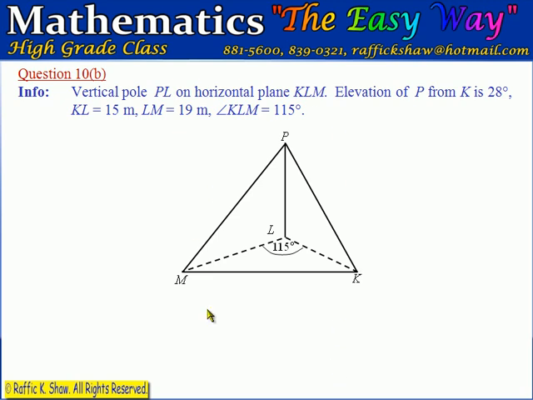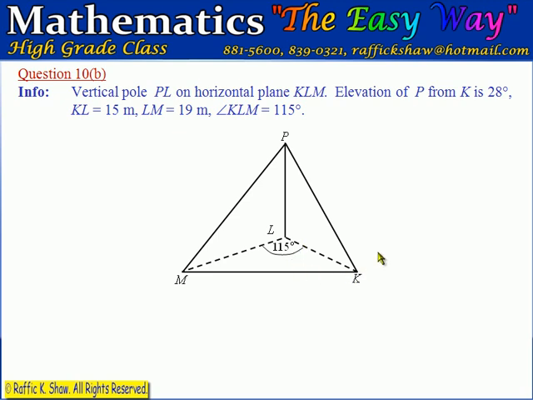Now part B gives us this diagram and speaks of a vertical pole PL on horizontal plane KLM. It tells us that the angle of elevation of P from K is 28 degrees. It tells us that KL, which is here, is 15 meters. LM, which is here, is 19 meters. And angle KLM is 115 degrees.